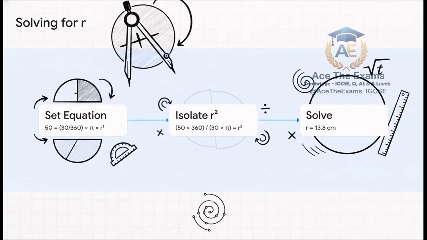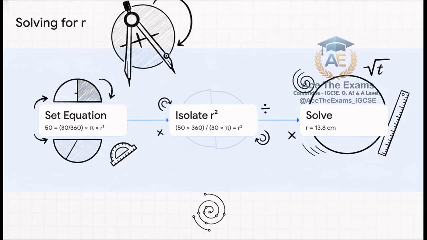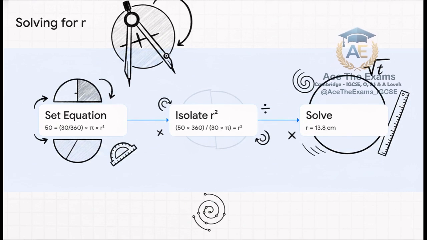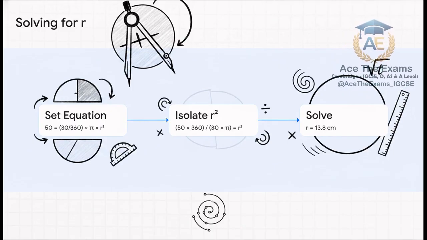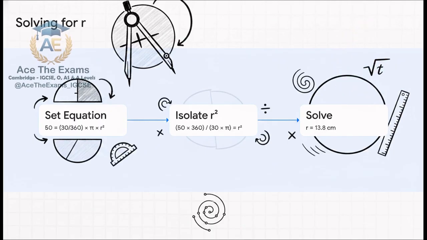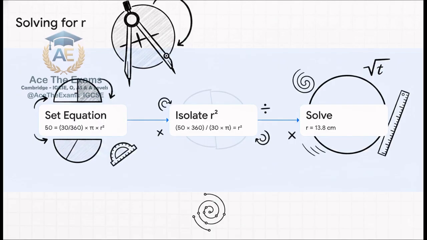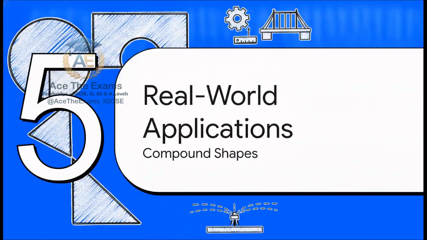Step 1. Set up the equation. Plug in what we know. 50 equals 30 over 360 times pi times r squared. Step 2. We need to isolate r squared, so we multiply both sides by 360 and divide by 30 and pi. That gives us 50 times 360 divided by 30 times pi equals r squared. Step 3. Calculate that value, then take the square root to solve for r. And boom, we get r equals 13.8 centimeters. By moving the pieces systematically, the complex becomes incredibly straightforward. Zero margin for error.